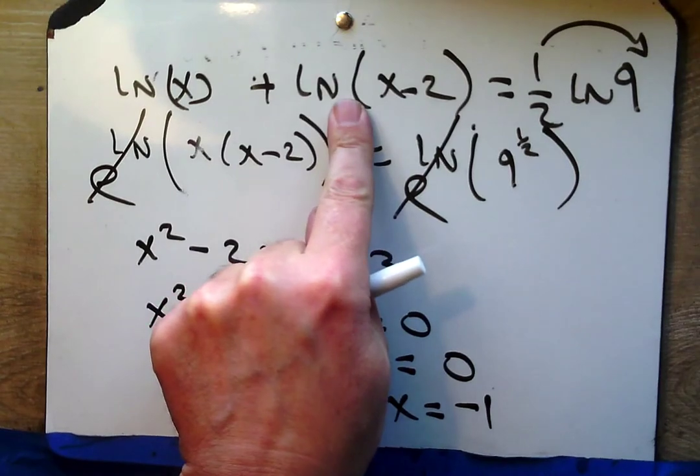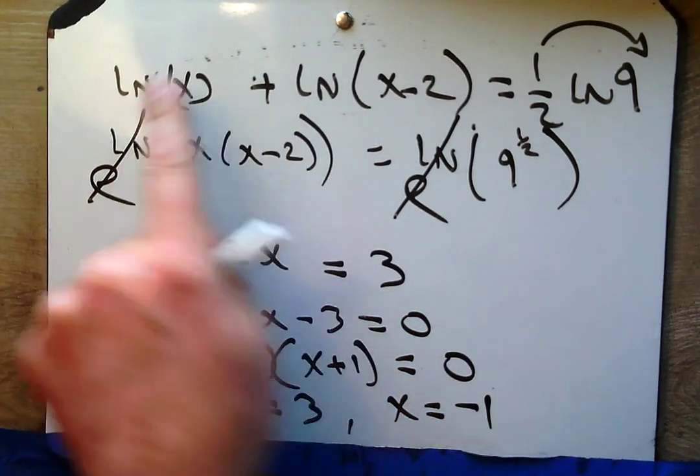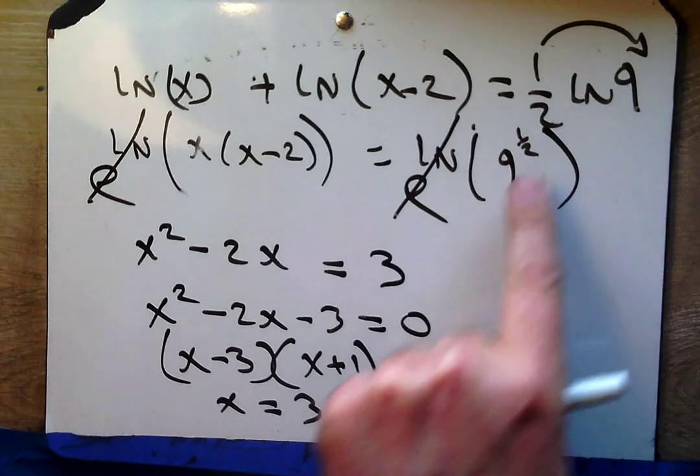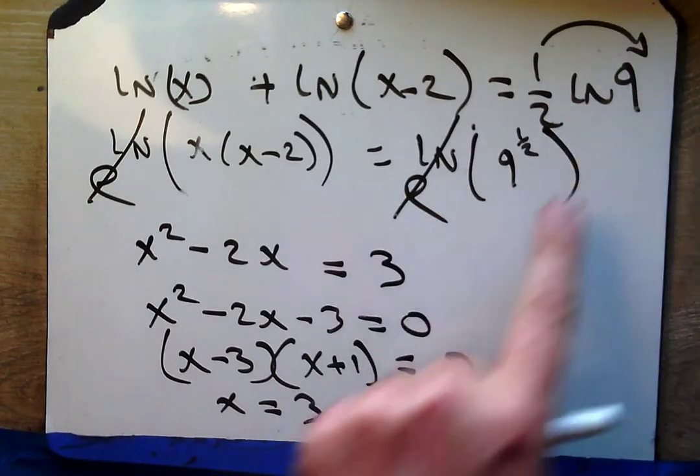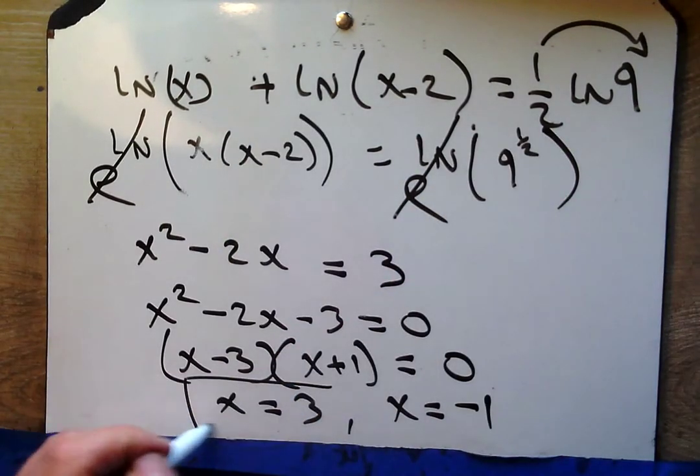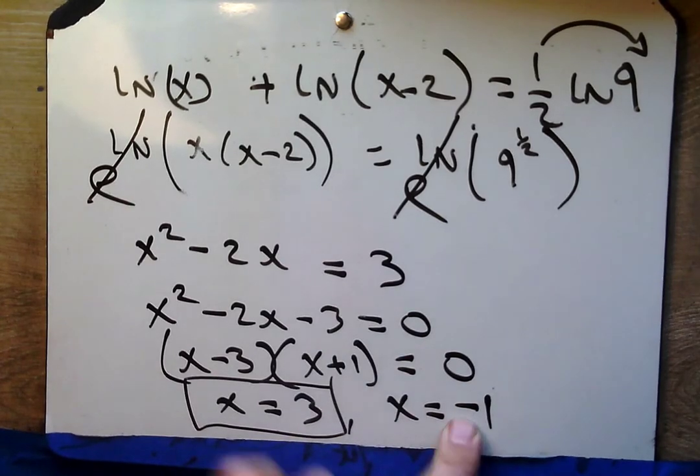ln of 1 is 0. 0 plus the ln of 3. Well, yeah, we just said that was going to be 3 in there. And so I have the ln of 3 and the ln of 3. So this one works. What about negative 1?